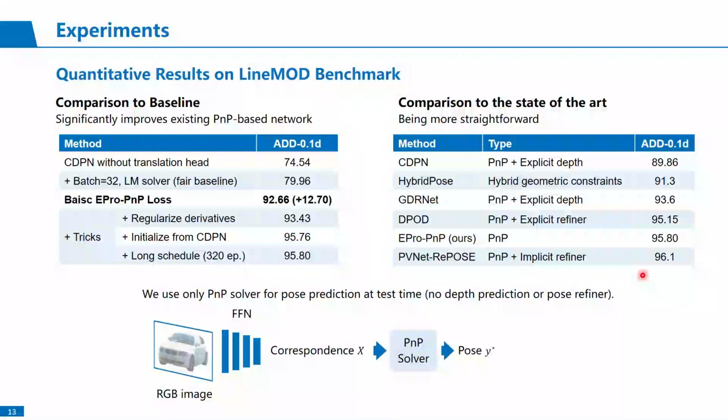The experiments show that simply adding the basic EPro-PnP loss during training significantly improves the pose accuracy, and with some training tricks, it is able to compete against the state-of-the-art. Compared to other methods, EPro-PnP retains a simple and elegant architecture based solely on the PnP solver. No explicit depth prediction, no pose refiner, and this makes our method very fast compared to some more complicated methods.